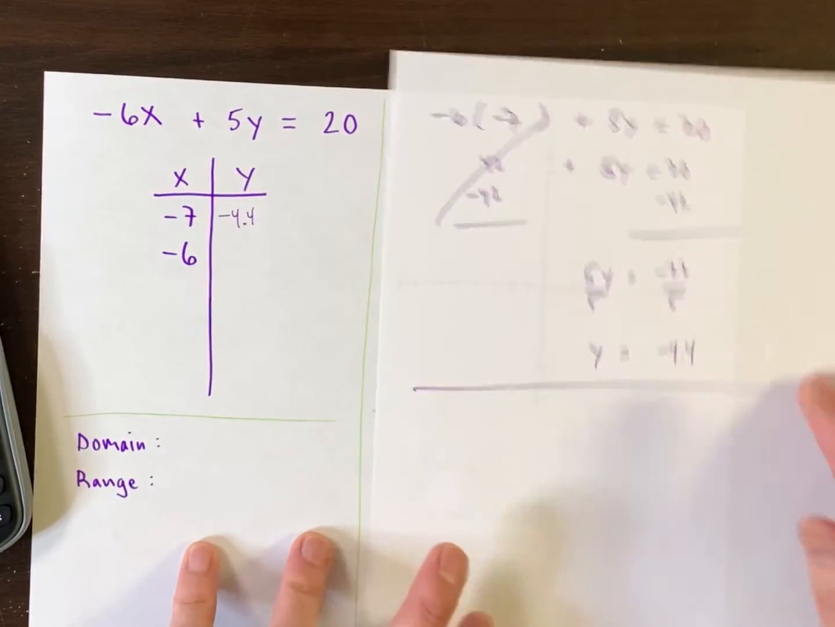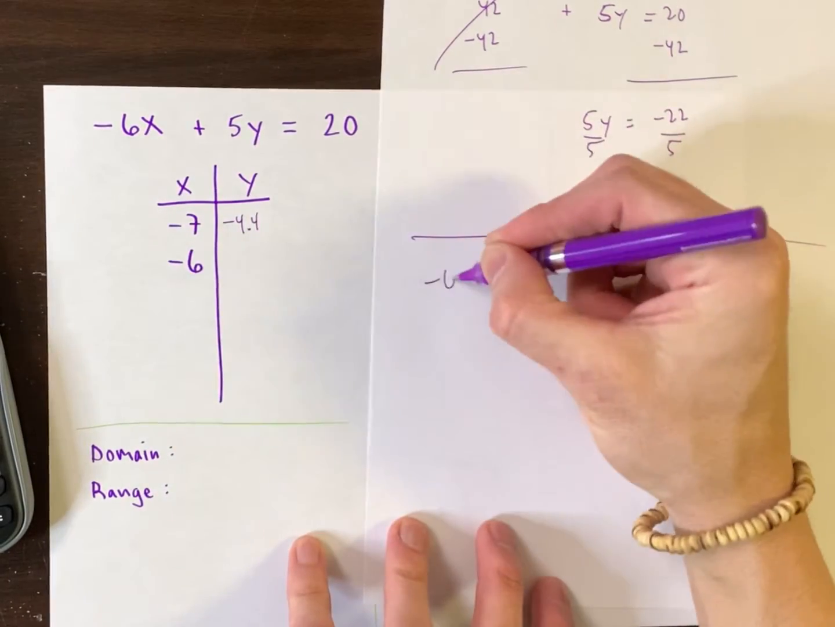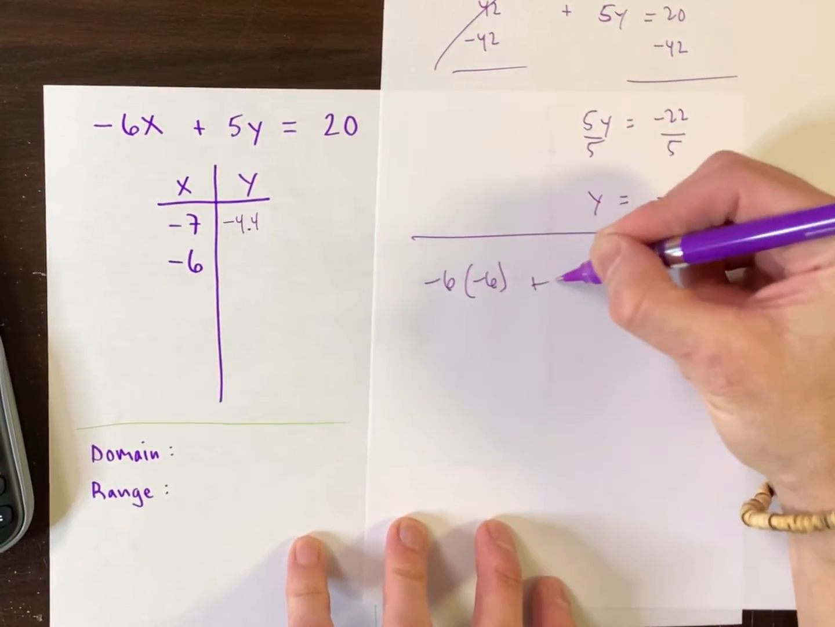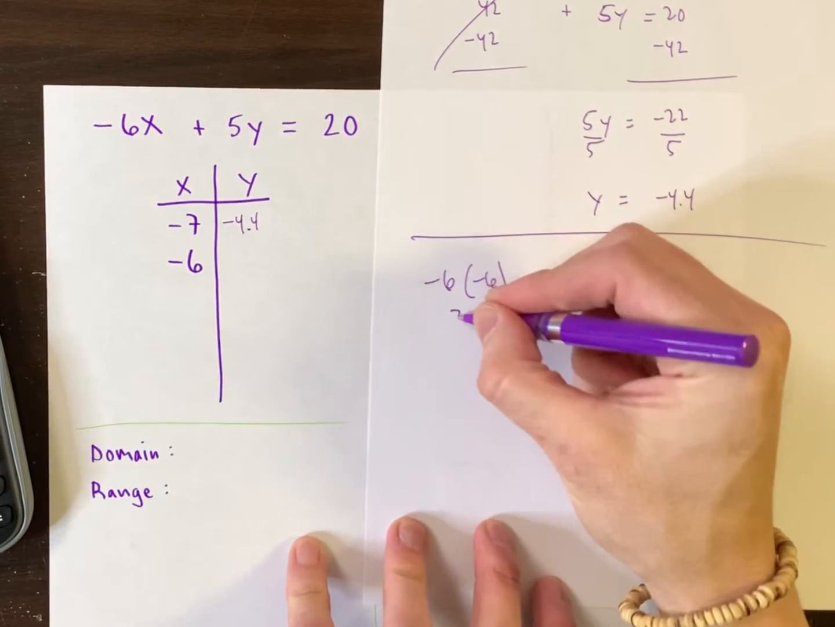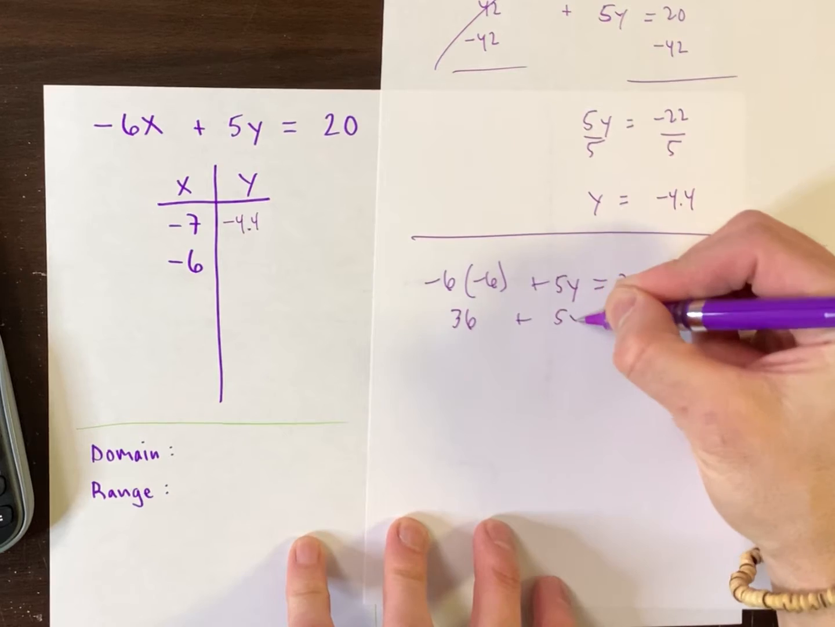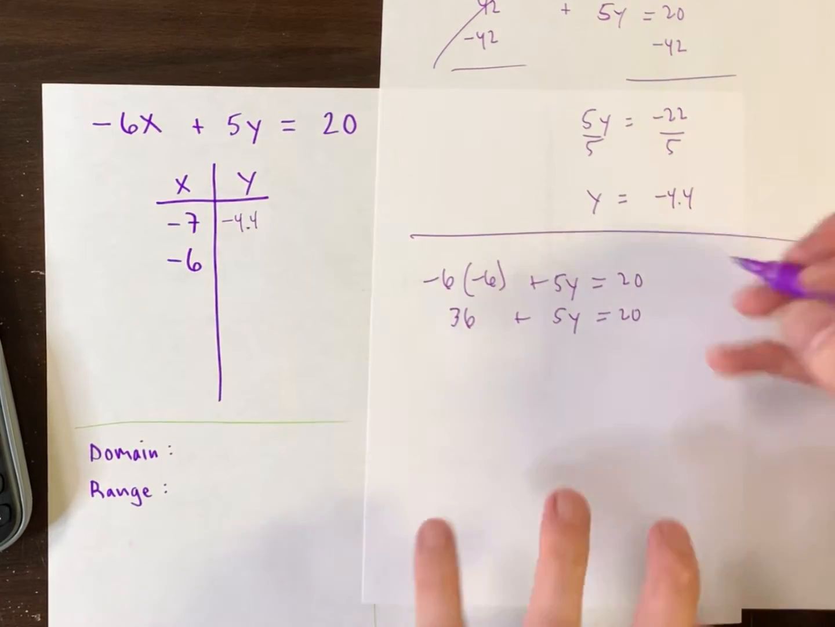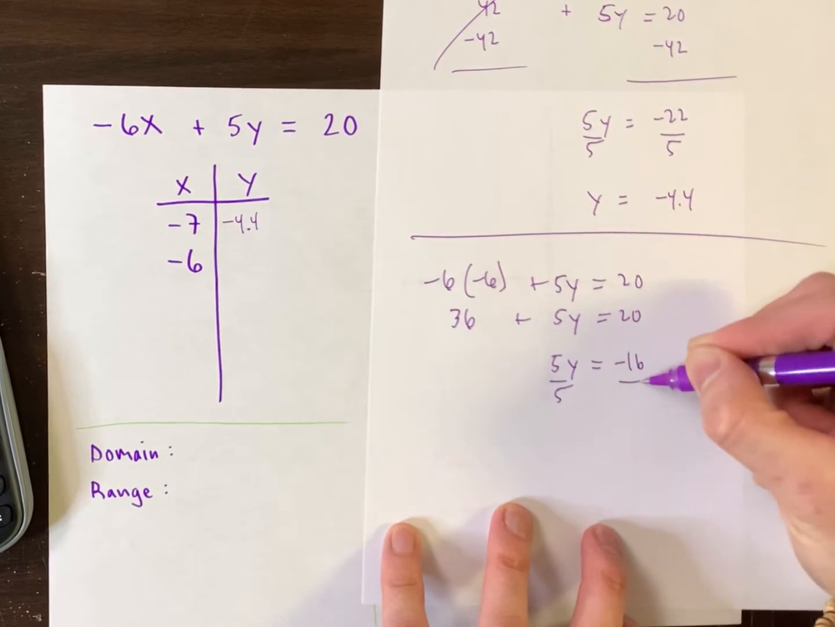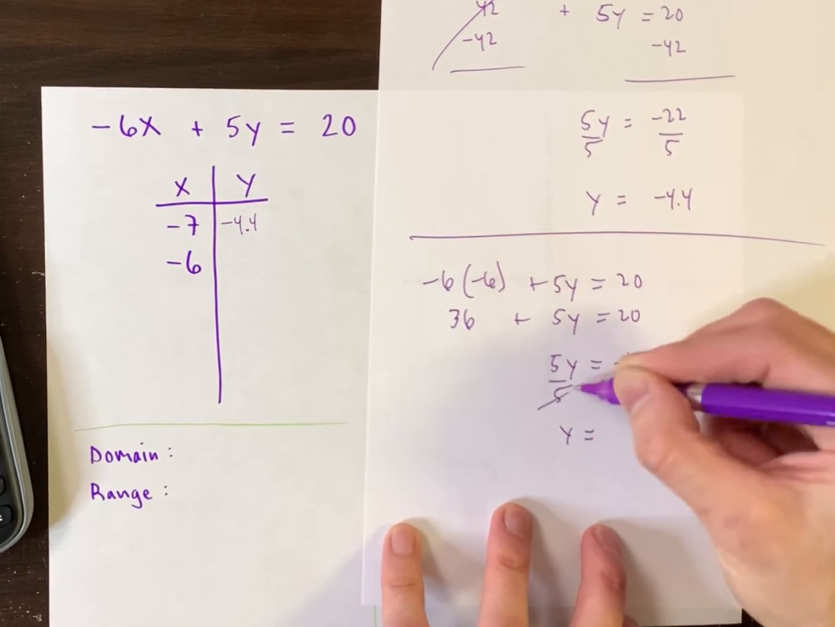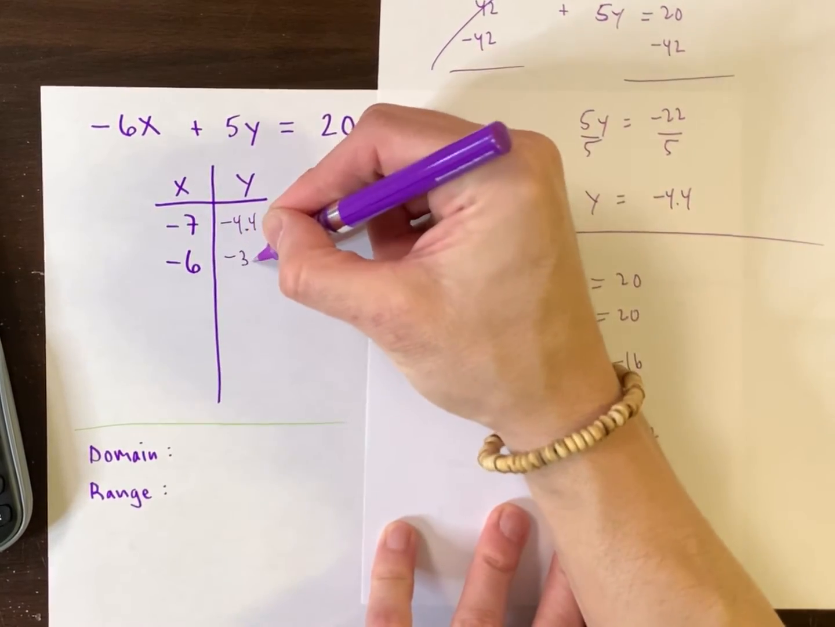Let's try this again, but this time let me plug in -6 for x. So that'd be -6 times -6 plus 5y equals 20. That's 36 plus 5y is 20. If you subtract 36 from 20, it will be -16. And when you divide by 5, it should be -3.2.